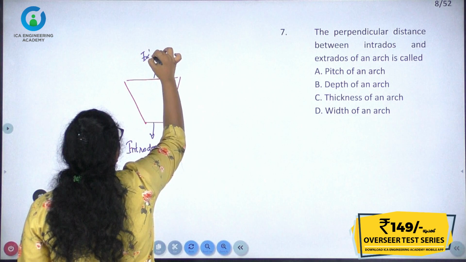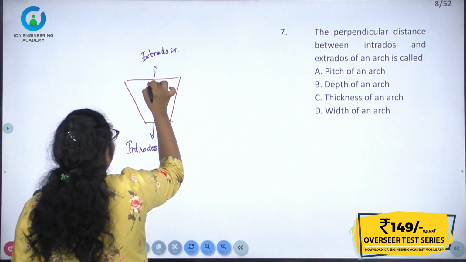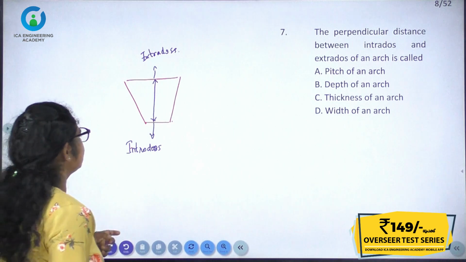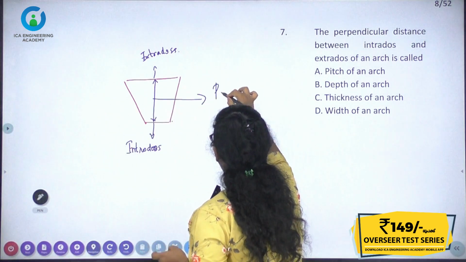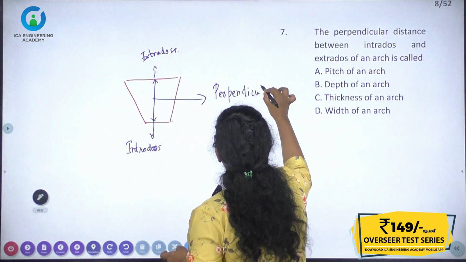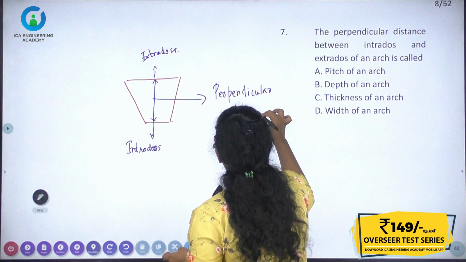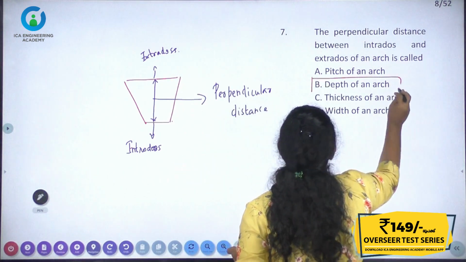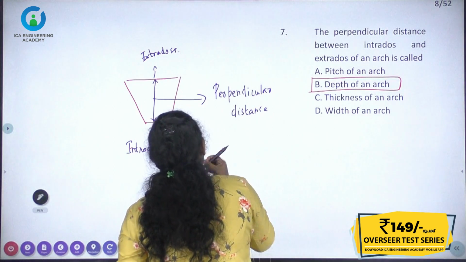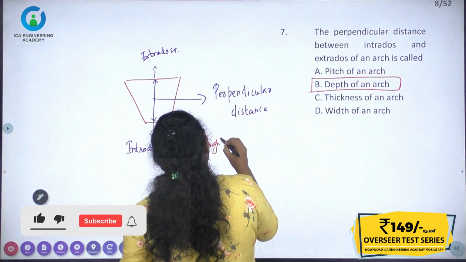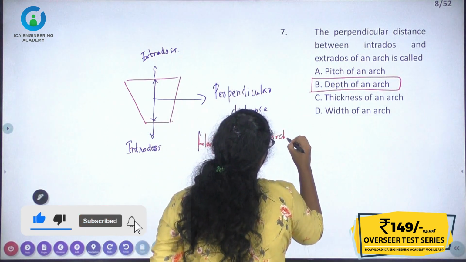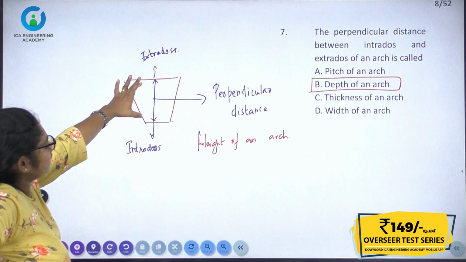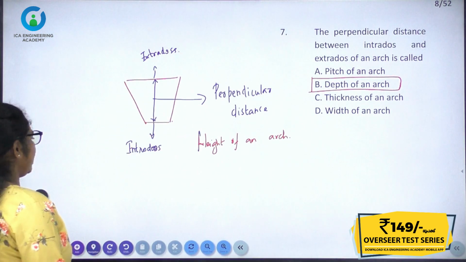This is called the extrados. This is called the perpendicular distance. The perpendicular distance between the intrados and extrados is called the depth of an arch, and we can also call it the height of an arch. Both are the same: the depth of an arch and also the height of an arch.